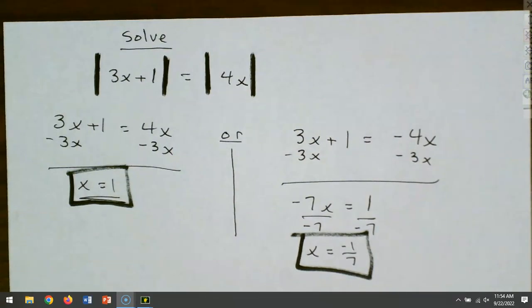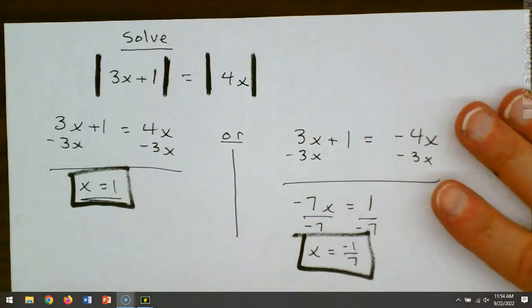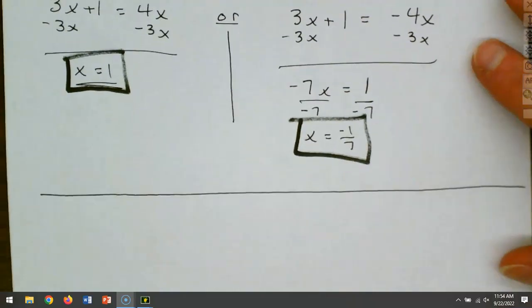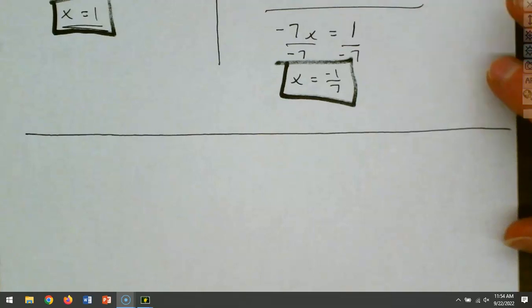Is everyone okay with how I did that? So when we solve these absolute values, we end up with what? Two equations, right? That's the important takeaway that we have. We have two equations, so you get two answers. When we look at the inequalities, we work them out the same way. However, we have to graph them at the end. So we have to put them on a number line. These were equalities, so they didn't have to go on the number line. Let's do some inequalities now.